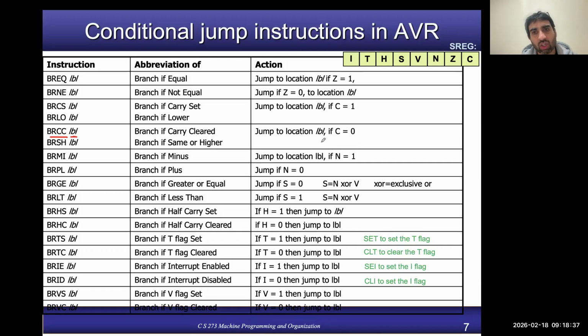So what does the instruction do? It will look at the value of the carry flag. If the carry flag is 0, then it will jump to the location which is pointed to by this label, right? And actually all of these instructions check one of these flags.